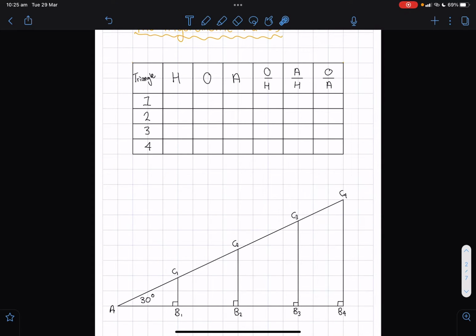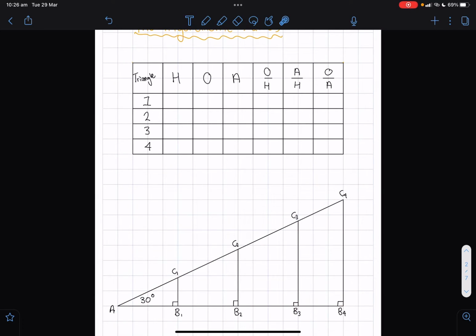So what I want you guys to do is on your piece of paper with a ruler, measure the length of your hypotenuse of triangle 1, the opposite side of triangle 1, and the adjacent side of triangle 1, and put those in their respective boxes in the table. I want you to measure that for each triangle, so measure all 3 sides for each triangle.